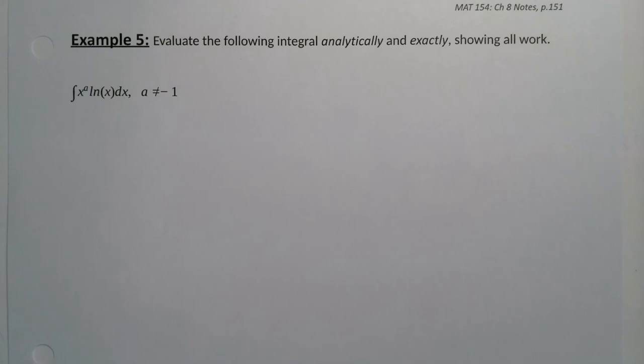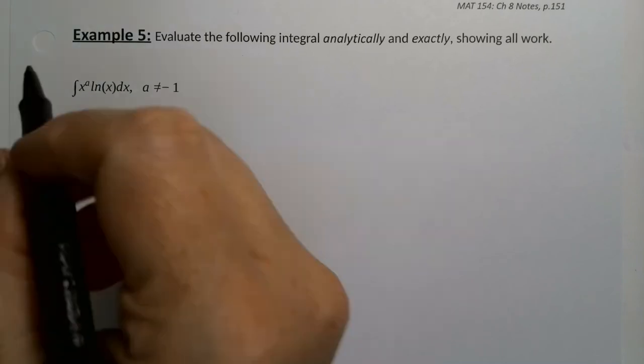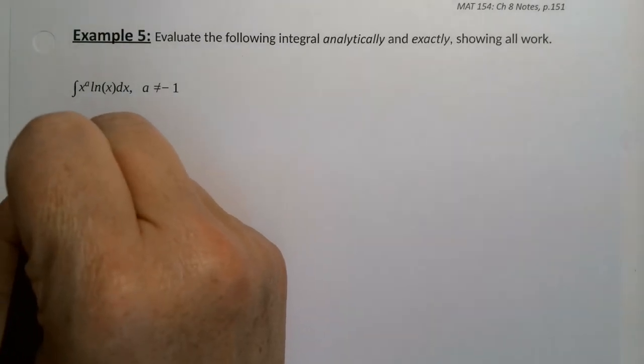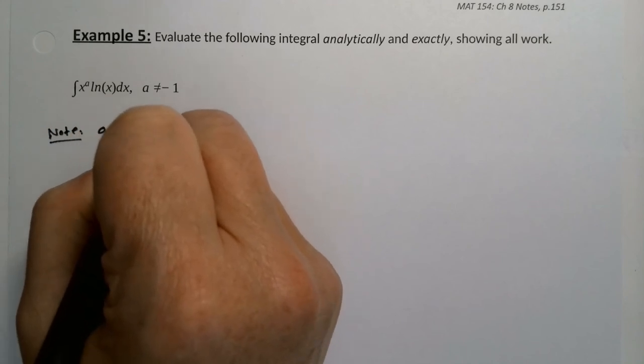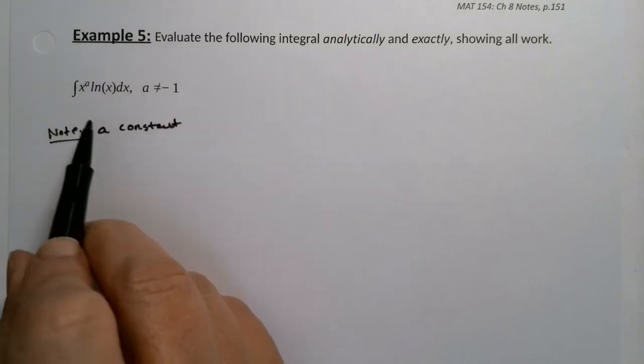Right, now, this is one problem that I don't think is going to need u substitution. It doesn't happen very often, so we might as well note it. All right, so that's great. Now we might note that a is a constant. As per usual, a is always considered to be a constant, so we just make a note of that.